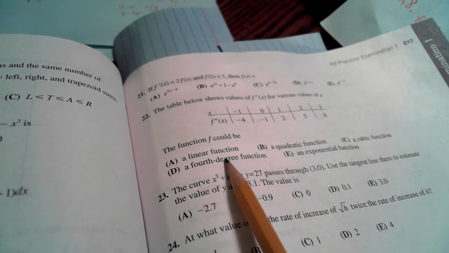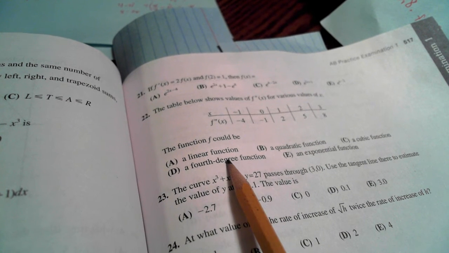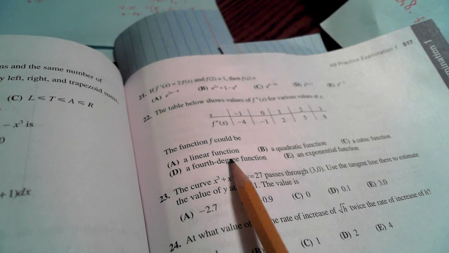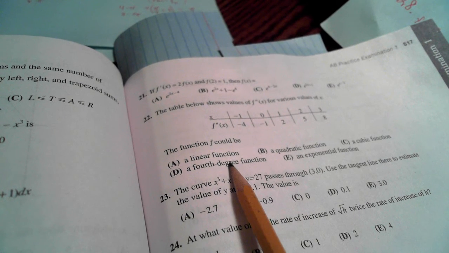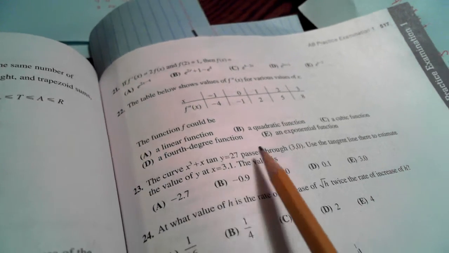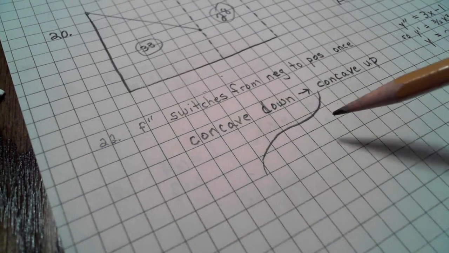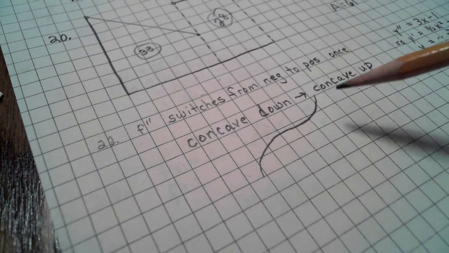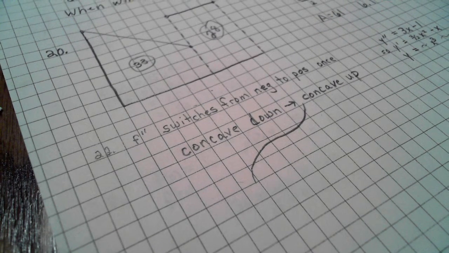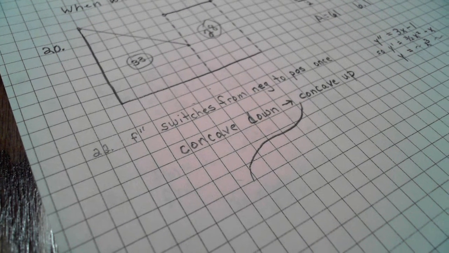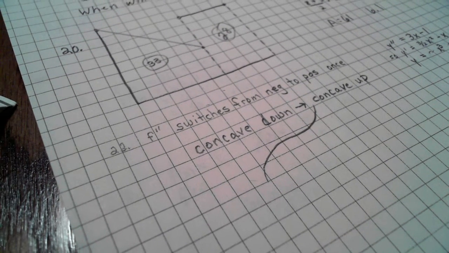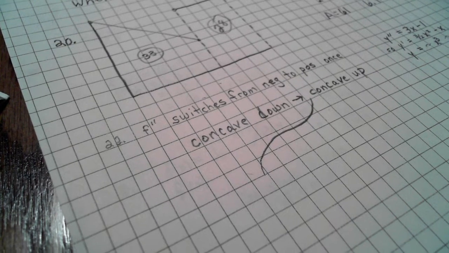A fourth degree function could switch one more time, but that would end up both tails going up or both tails going down. You can't have one tail down and one tail up with an even powered function. And an exponential function doesn't switch either.